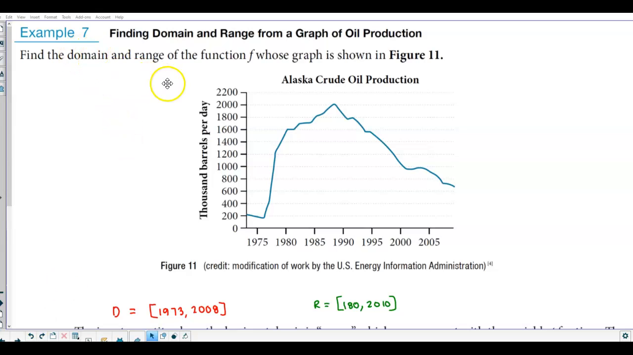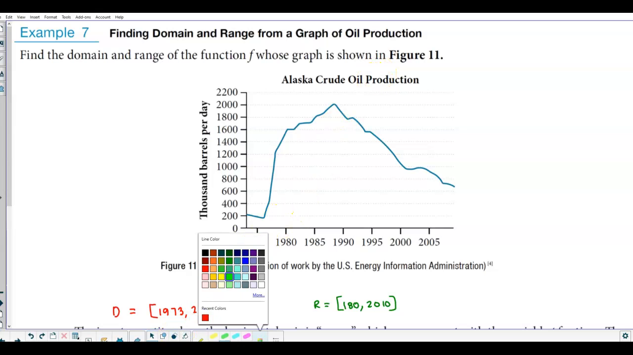Example 7, finding domain and range from a graph of oil production. We want to be able to find the domain and range of the function f, whose graph is shown in figure 11. So let's first take a look at the domain.